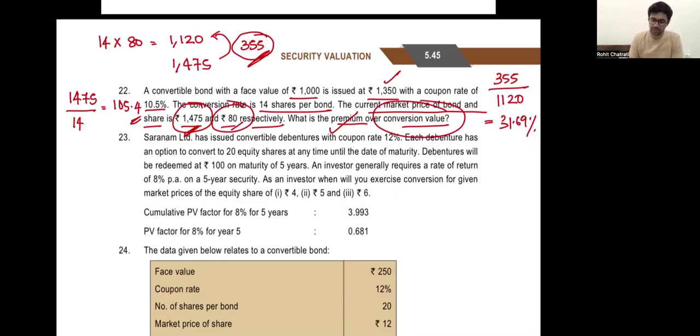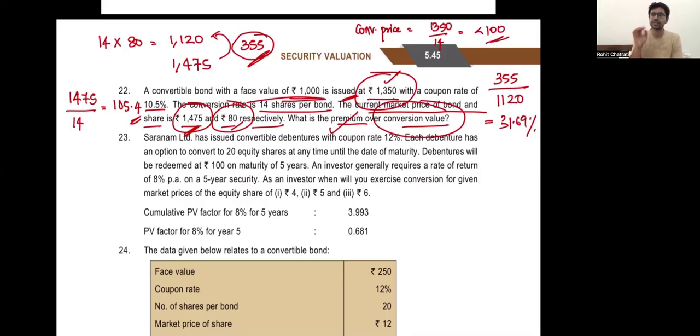After issuance, it's going to be 1,350. The face value was 1,000, but at the time of issuance, it was issued at 1,350. So for me, the price is actually 1,350. If I am an investor who purchased it upon issuance, the cost of the instrument is 1,350. The conversion price on issuance would have been 1,350, the whole divided by 14, which will be slightly less than 100.